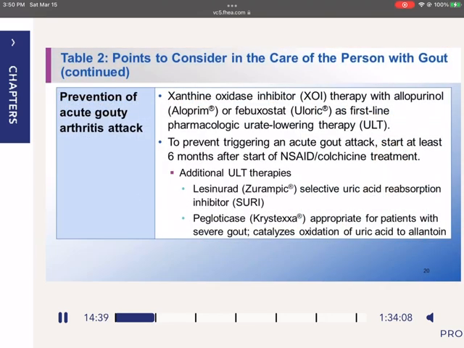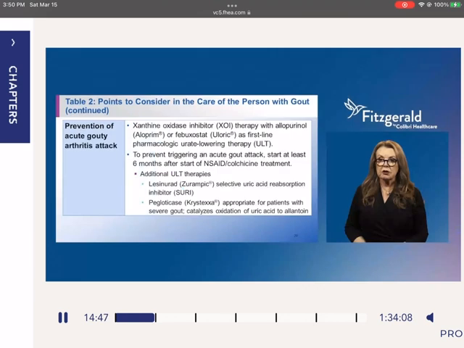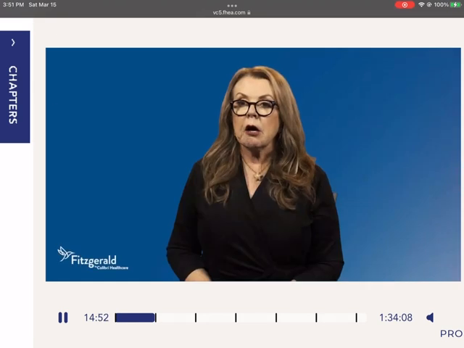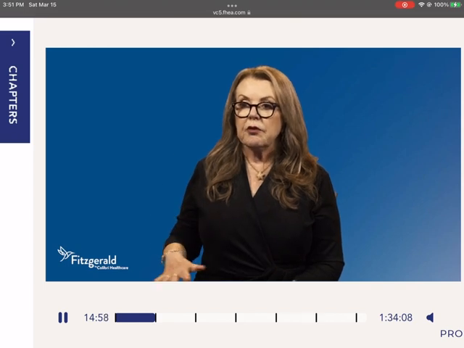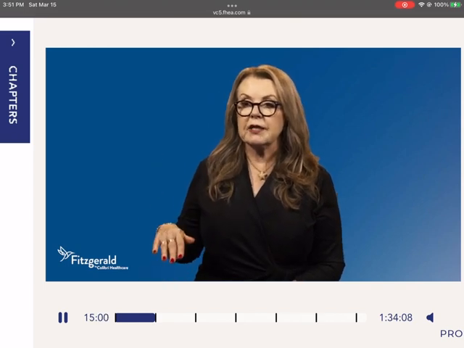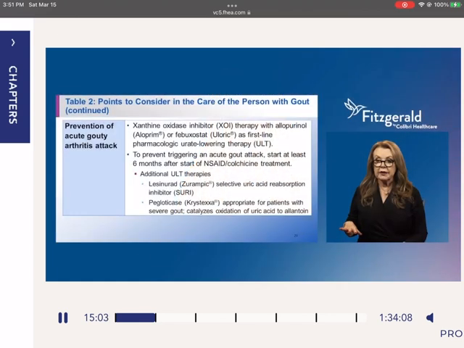And then a xanthine oxidase inhibitor, such as allopurinol, Uloric, those are considered to be the first line pharmacologic therapy to prevent an episode of gout. There are other therapies to prevent gout that are much more expensive, including some that are given subcutaneously. But on the other hand, for the purposes of the boards, think allopurinol will be what you are most likely tested on. Always start at 6 months after an episode of gout.